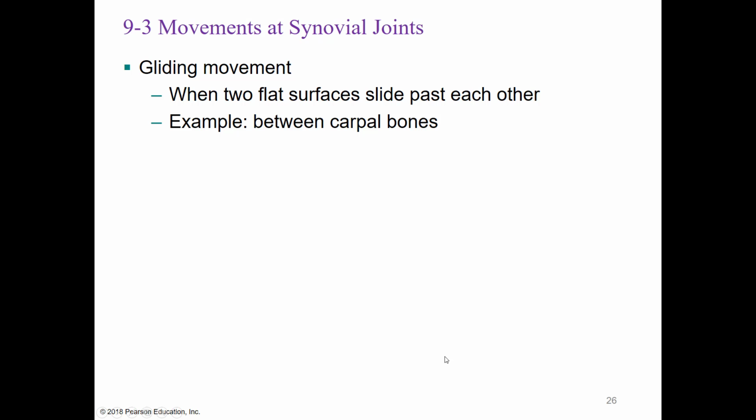So a gliding movement is what it sounds like. This is when two flat surfaces slide past each other. An example would be your carpal bones. So those would be the bones of your wrist. Those are going to slide past one another during wrist movement.